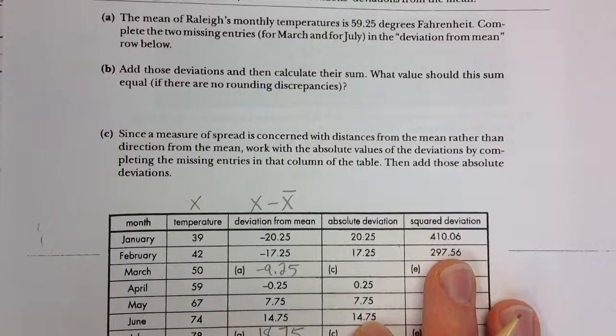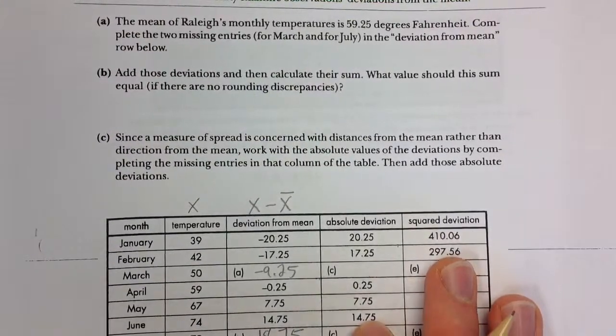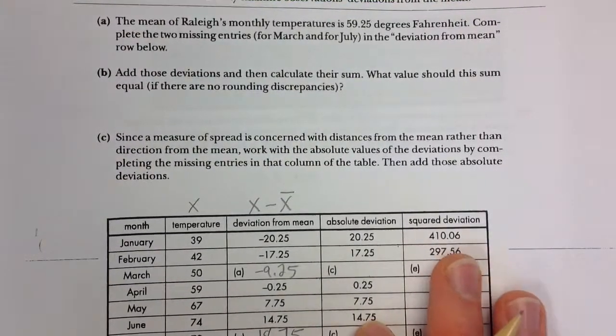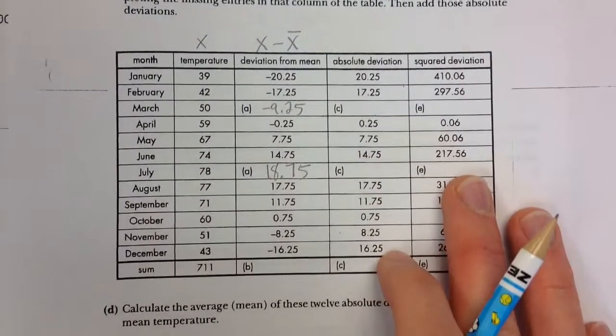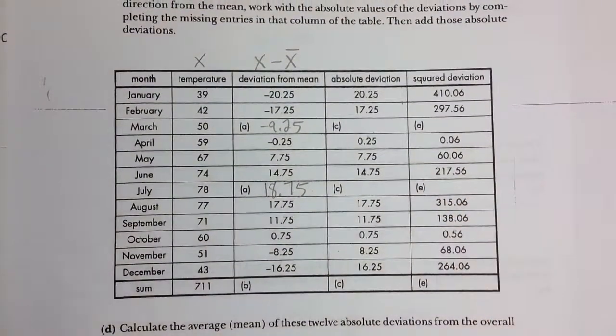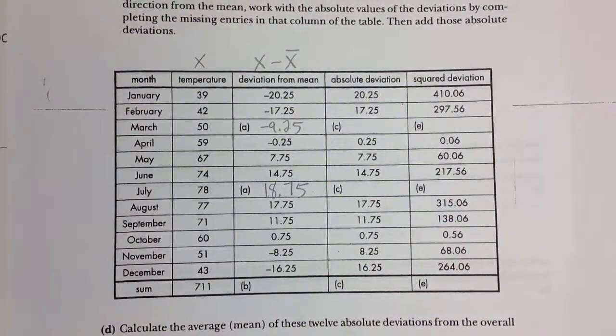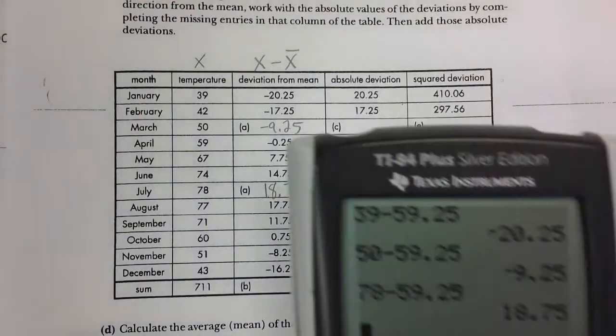Now we are asked to add those deviations and then calculate their sum. Let's do this with technology, shall we? That's why we built these things, to make our lives easier, to do work for us.